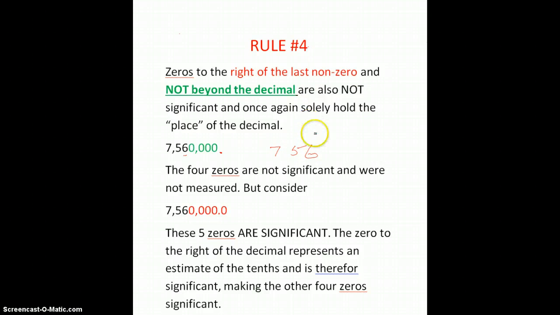So your question may then be, well, what about if they're to the right of the last non-zero and there is a zero in the decimal? Well, we've already learned that zeros beyond the decimal do have a key point in expressing the precision of the measurement. So this last zero now in this number is significant, and of course that puts the other 4 zeros in between significant digits. So they must also be significant, and consequently this number would have all 8 digits as significant, 8 significant figures.